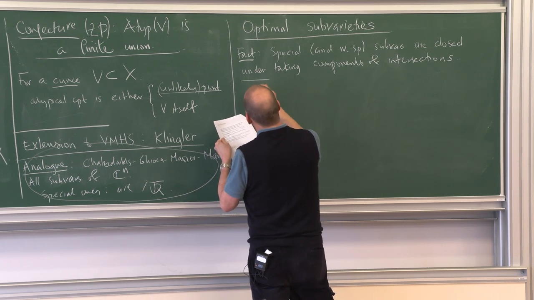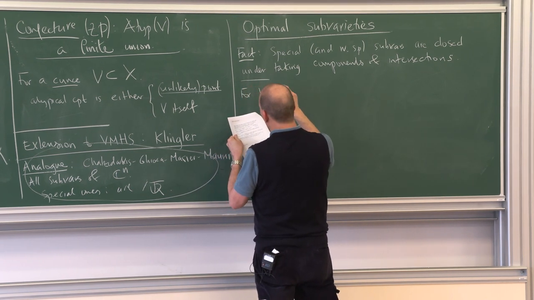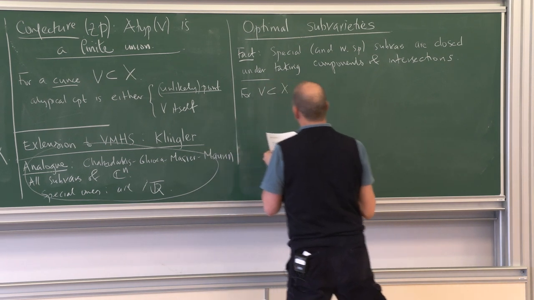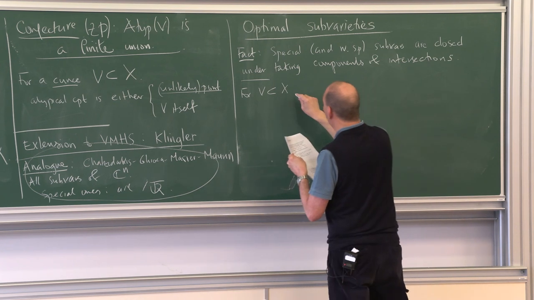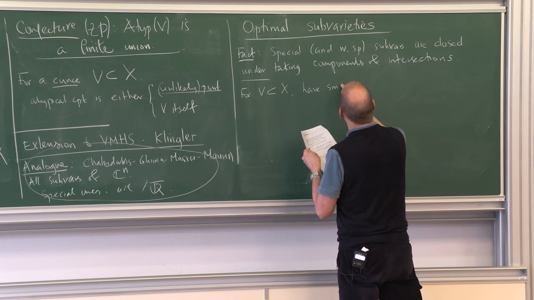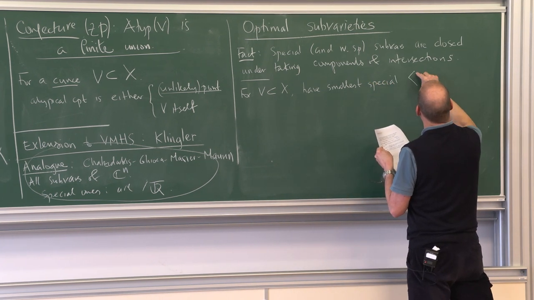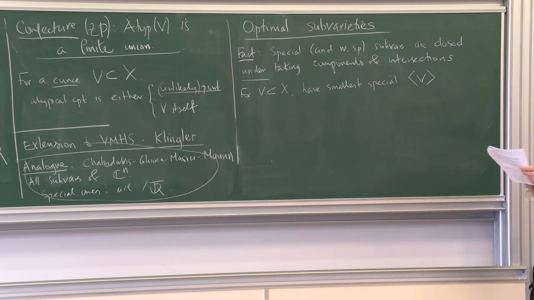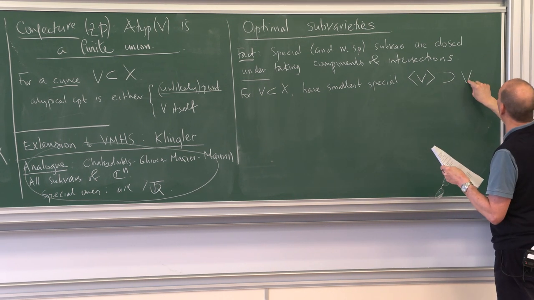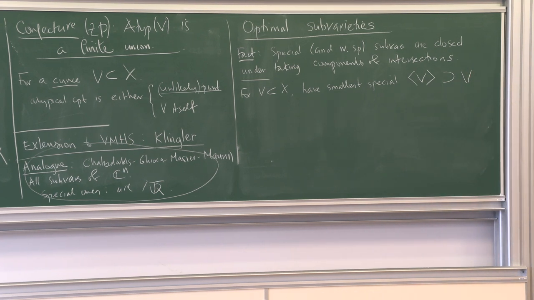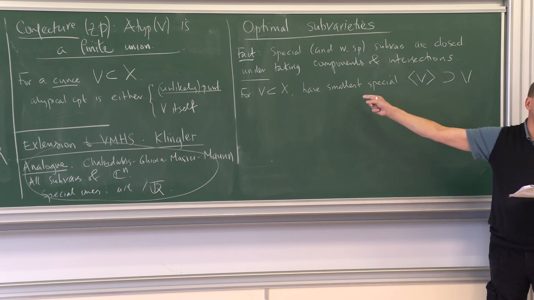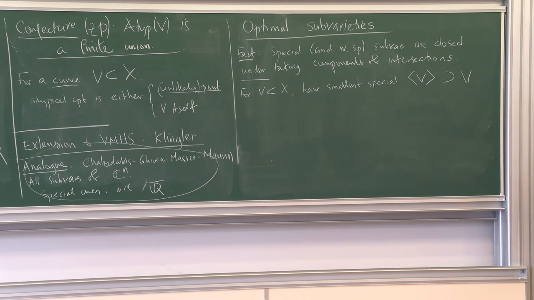But it means that, and this is going back to the way Pink set things up, if you have a subvariety V of a mixed Shimura variety, you have a smallest special subvariety, which I'm going to call left angle, right angle V, the smallest special subvariety which contains V. You simply take the intersection of all the special subvarieties that contain V, and you take the component that contains V, and that will be this smallest special subvariety. And also for weakly special ones, so I won't define that separately.